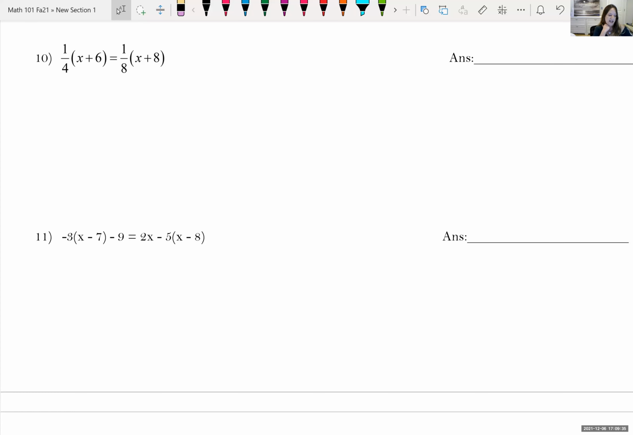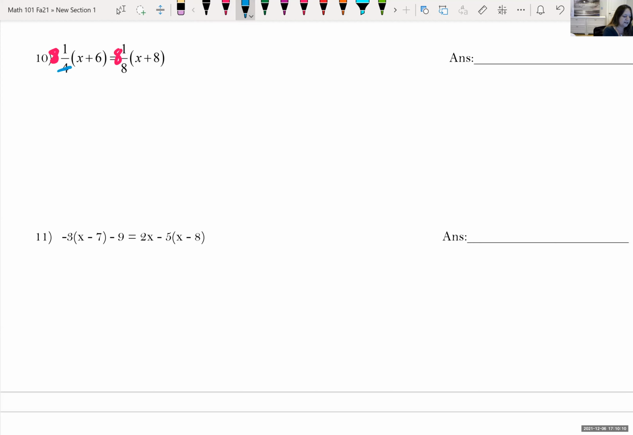So let's look at problem 10, and it says 1/4 times the quantity x plus 6 is equal to 1/8 times the quantity x plus 8. So we could clear our fractions first by multiplying by our least common denominator. And if I look at my fractions, I have a 1/4 and a 1/8. So my LCD, my least common denominator, would be 8. So because this is an equation, we can do that. And so we're going to multiply this one side by 8, times the other side by 8.